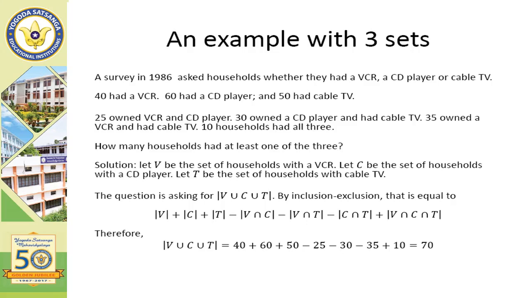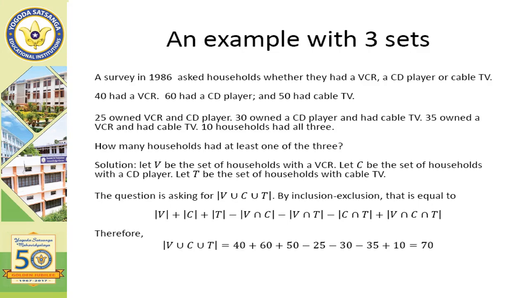We can use this to calculate when we have three sets. Let us take an example. A survey in 1986 asked households whether they had a VCR, CD player, or cable TV. 40 had a VCR, 60 had CD players, and 50 had cable TV. 25 owned VCRs and CD players, 30 owned CD players and cable TV, 35 owned a VCR and had cable TV. 10 households had all three.